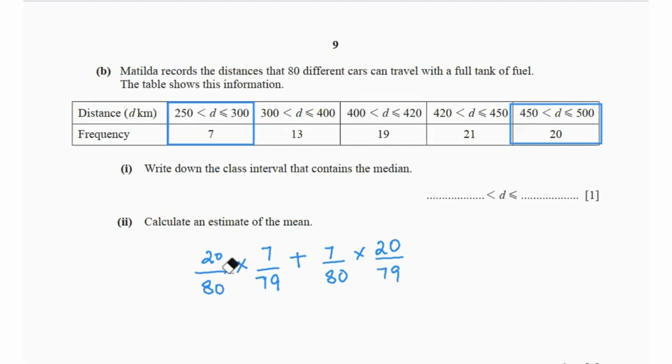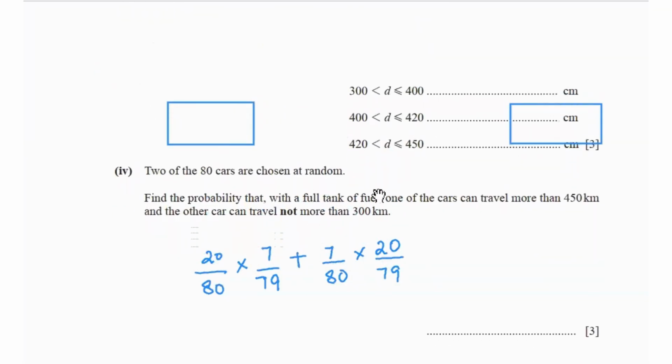Now, the reason why it's 20/80 times 7/79 is because if you go back to the question, it says two of the cars are chosen at random. Find the probability that with a full tank of fuel, one of the cars can travel more than 450 and the other can travel not more than 300. So the one that can travel more than 450 has the probability of 20/80. So we have picked one car. So now there's one less car in the entire 80 cars. So now we have 79 cars. Out of the 79 cars, one of these 7 cars cannot travel more than 300 kilometers.